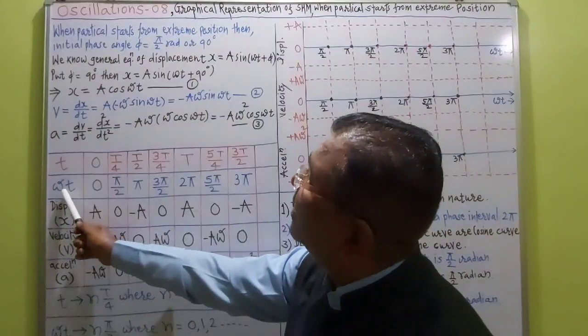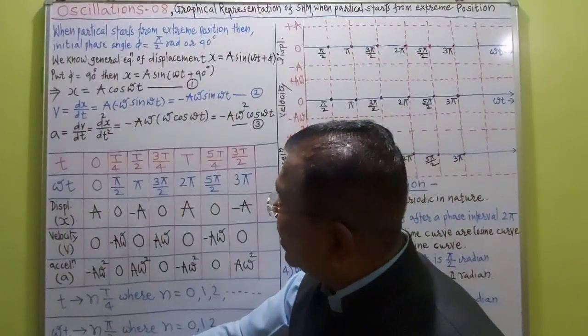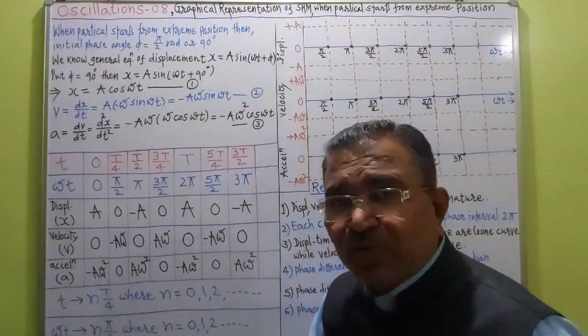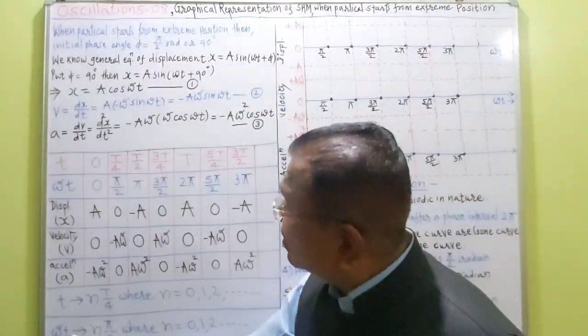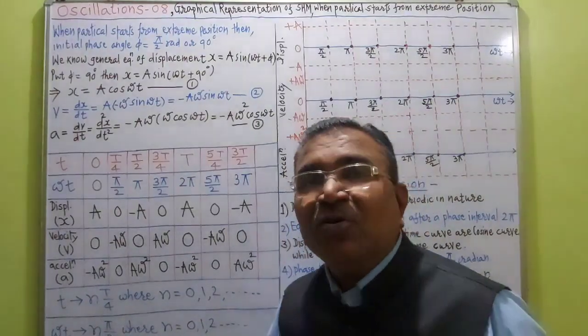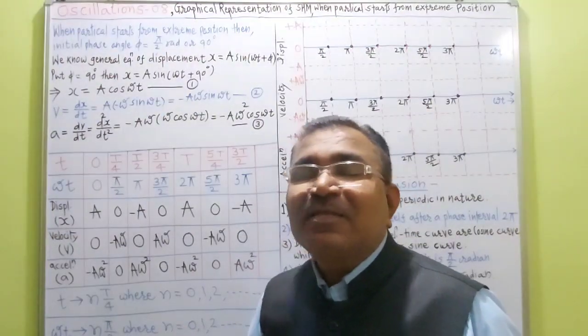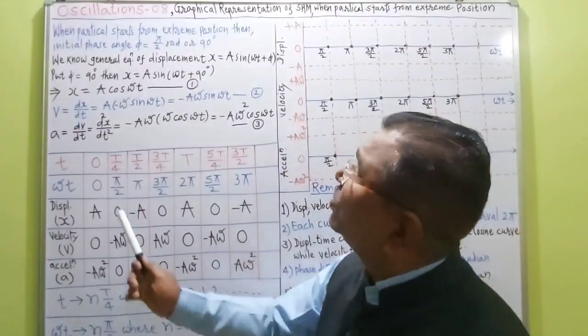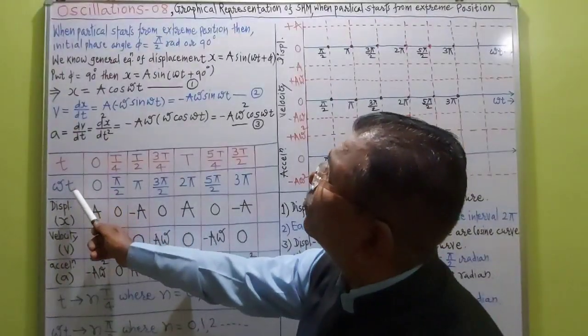Then how can we write the value of omega t? Omega t stands for n pi by 2. Remember this formula: omega t stands for n pi by 2. This is a sort of teaching model to remember these first two rows.